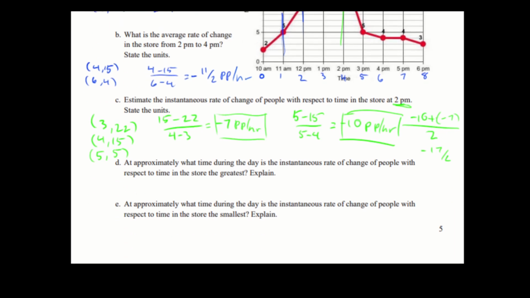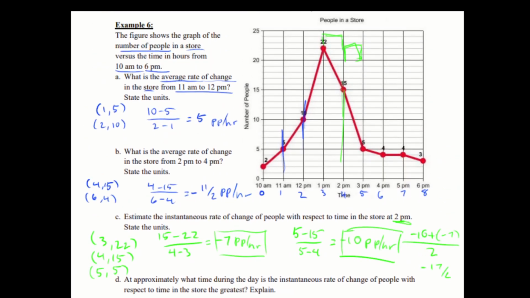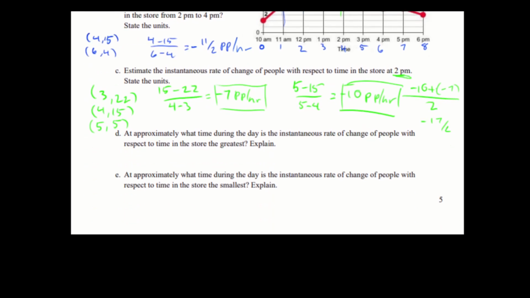And then approximately what time during the day is the instantaneous rate of change of people with respect to time in the store the greatest, right? So that's when our slope is estimated as the greatest. Our biggest rise is this slope right here, right? And because people come and go throughout the hour and it's described as a straight line, we're just going to estimate it as the middle of those two data points. That'll be between 12 and 1, so we'll say 12:30 p.m. It's between those two data points with the largest difference.